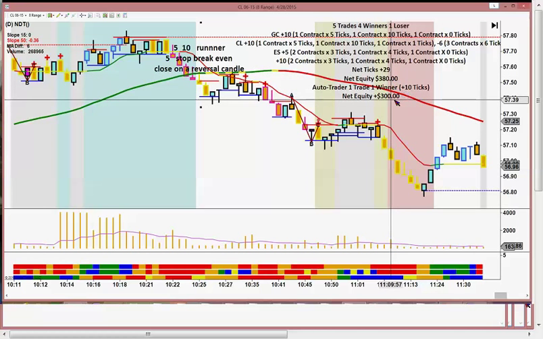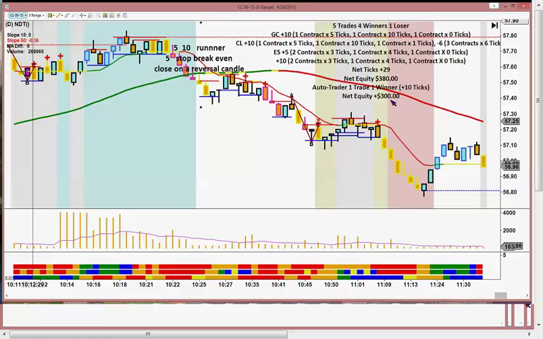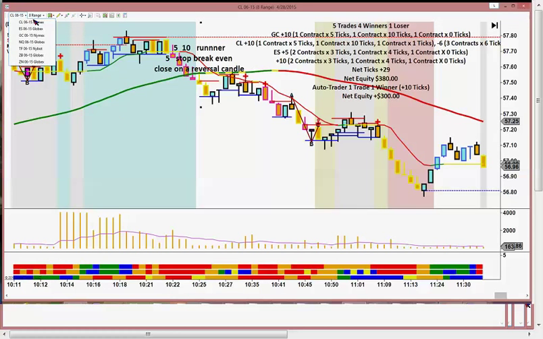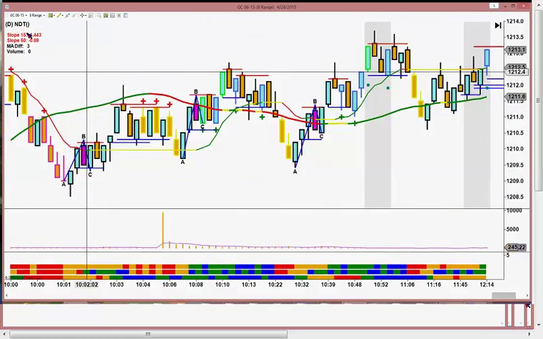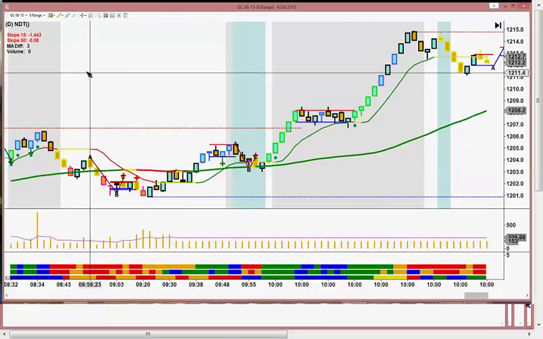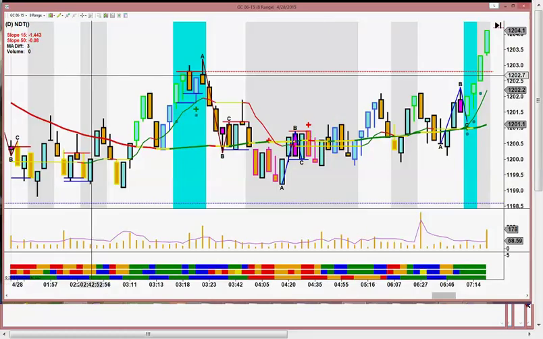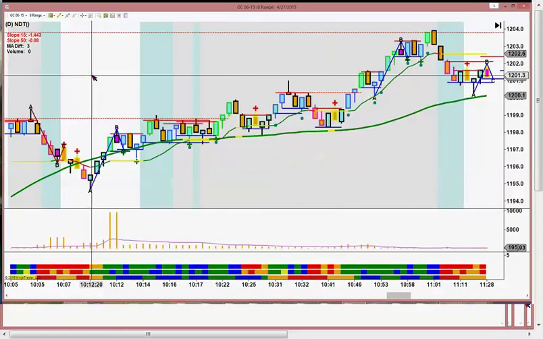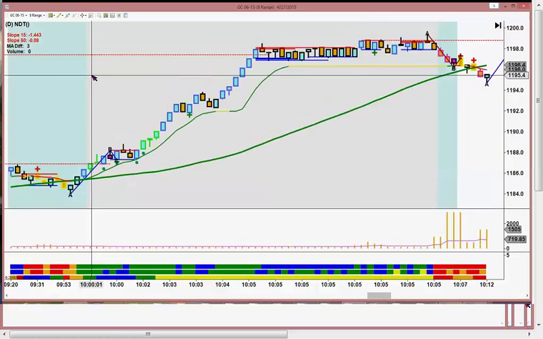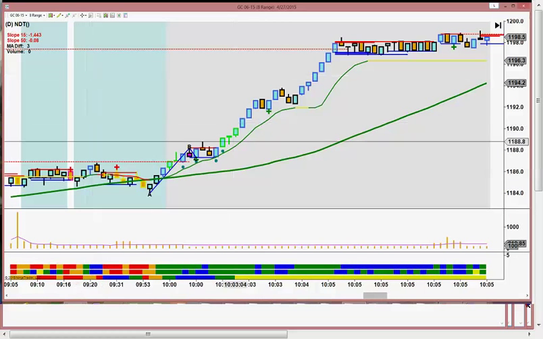The auto trader took 1 trade and 1 winner and made $300. And I'll just quickly show you gold. If you wait, you're going to get wonderful trades.